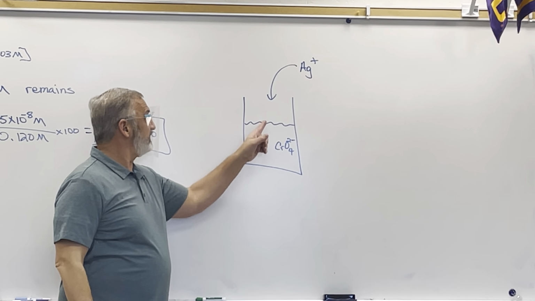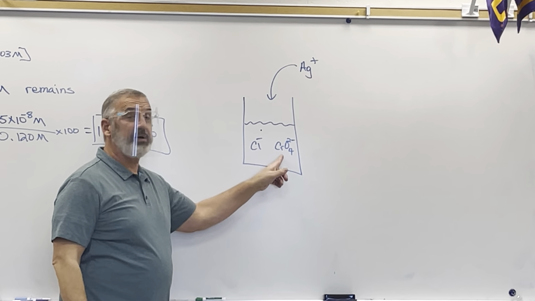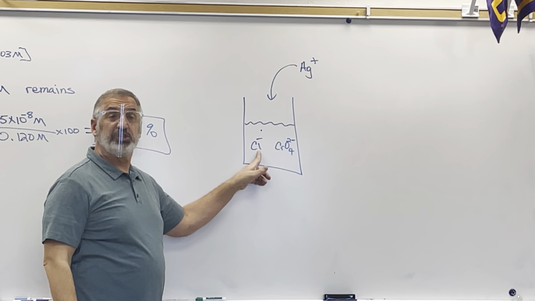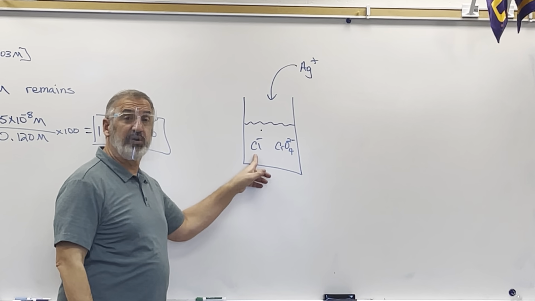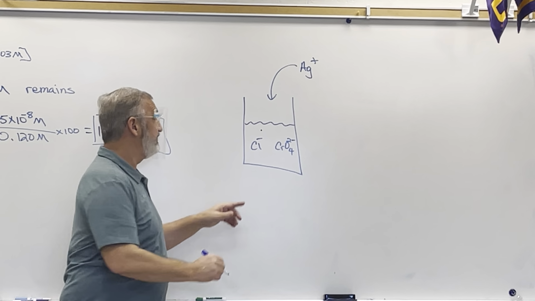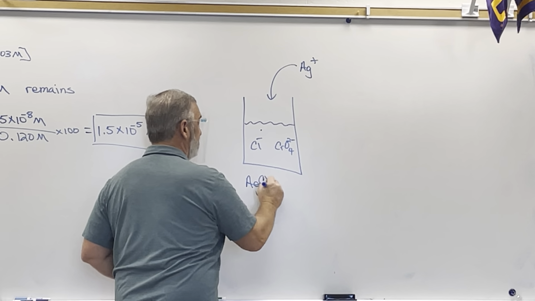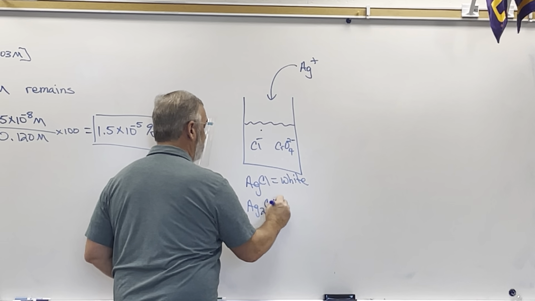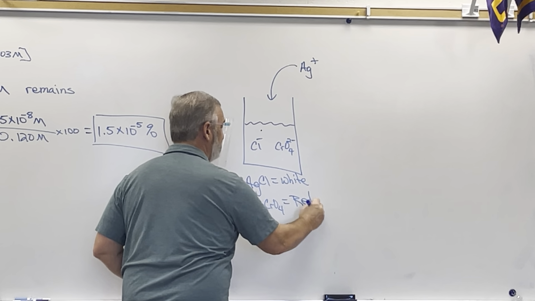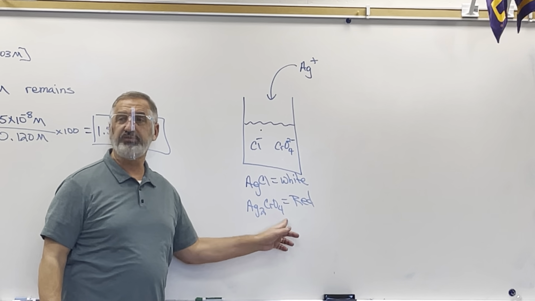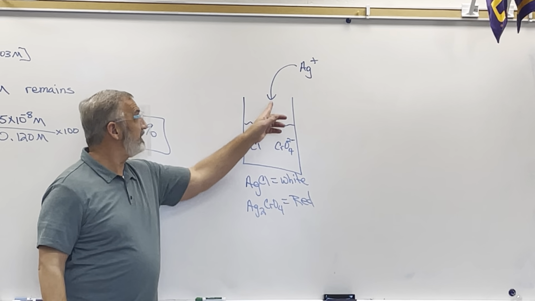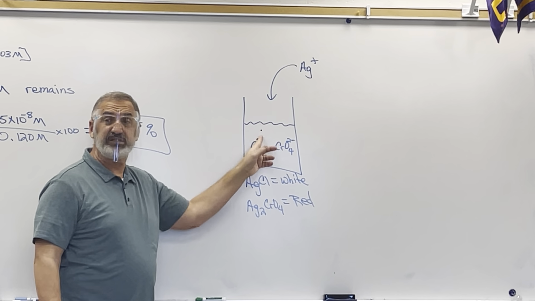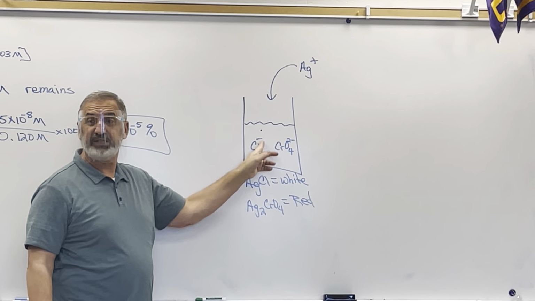So the silver is going to want to bond with the chloride and it's going to want to bond with the chromate. But it's going to be preferential, just like on this one: the silver chloride is going to precipitate out first. AgCl is white. Ag2CrO4 is a Bloody Mary red, tomato juice red. Okay? So we're going to be adding the silver nitrate, and it's going to go from a clear solution to getting white and cloudy as the white precipitate forms, and it's going to settle out.